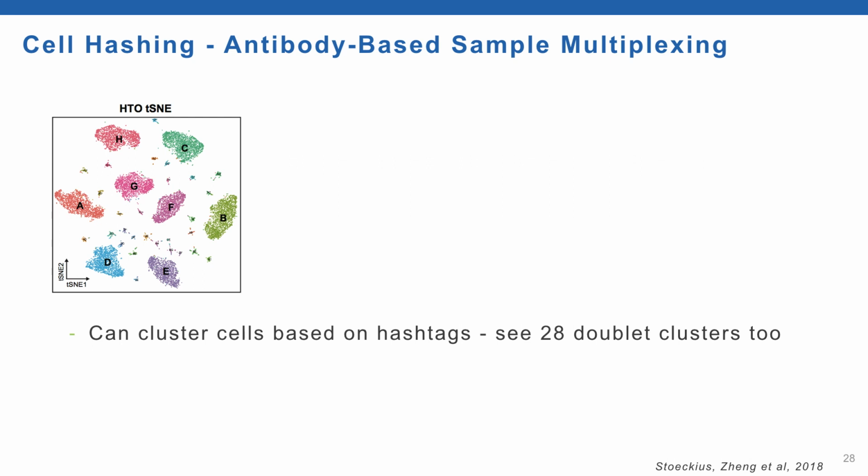So this is what the data looks like if you take this experiment. This is 8 genetically different donors, each hashed with a different hashtag. And then if you cluster by the hashtag expression, you see 8 major clusters as you'd expect, but you also see 28 distinct doublet clusters as well, which is exactly what you'd expect from collision of 8 different samples.